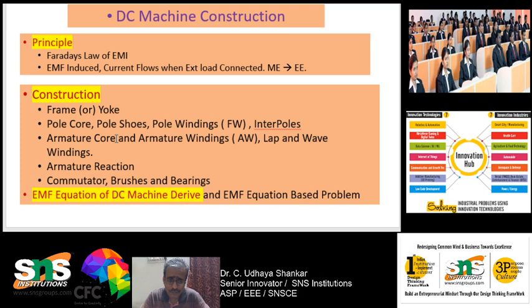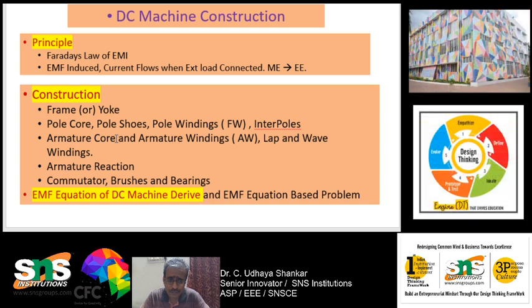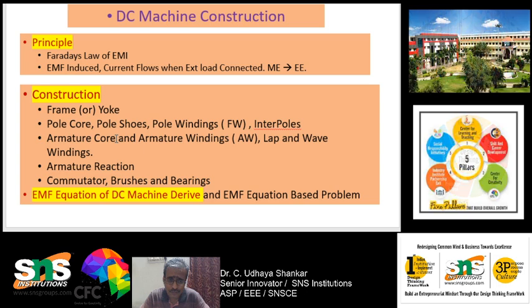Brushes collect the current from the commutator and give it to the load, whereas bearings are used for smooth rotation. There are different types of bearings which we will learn later, and bearings are used for smooth rotation without any noise and other things.